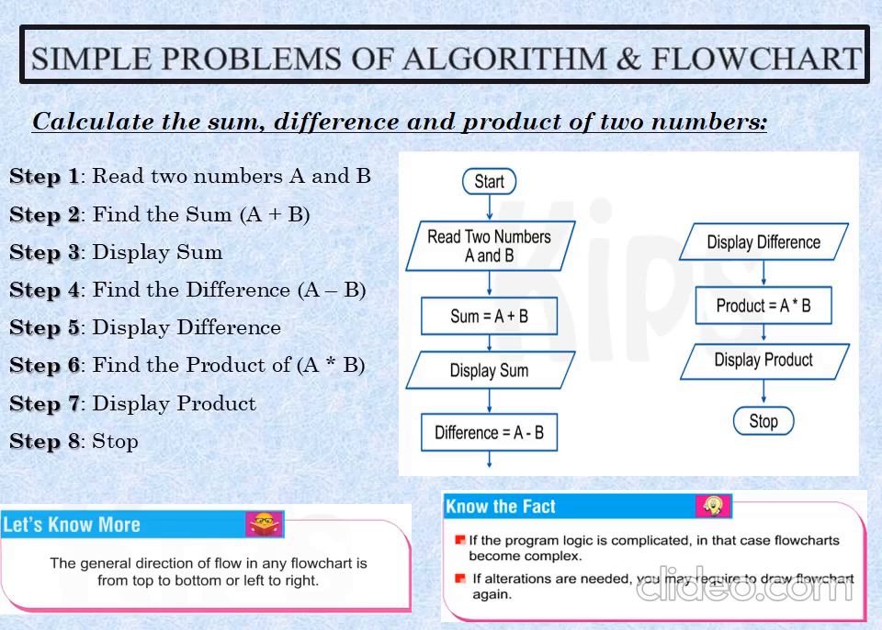And what is the third step we need to do? Yes, finally the product, A into B. Very good. Now, display the product once we get it. Correct. Which box do we put it in? Yes, the output box. Finally, once this is over, we put Stop. Yes, our steps are over.